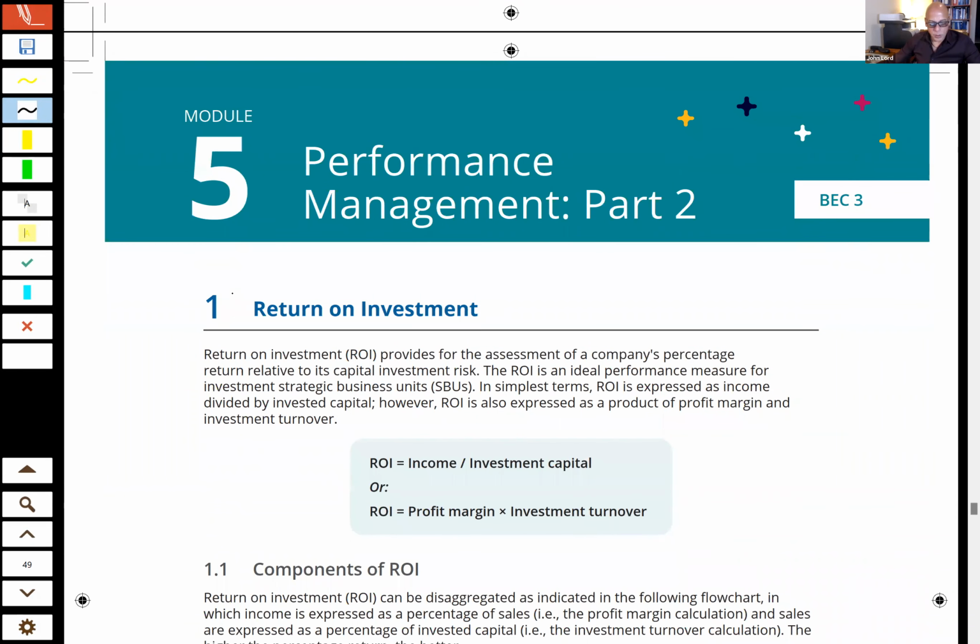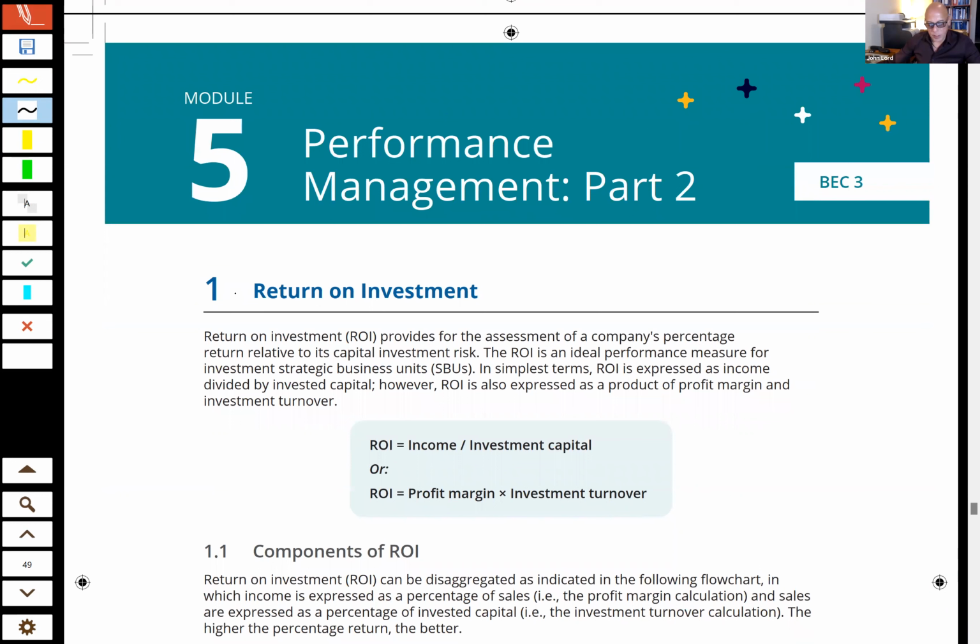Okay, what we're going to do is take the break now, and then we're going to come back and start to talk about some performance measurement, performance management, part 2, but we're going to be focusing more on financial measures now than some of the non-financial things that we were just looking at a minute ago.